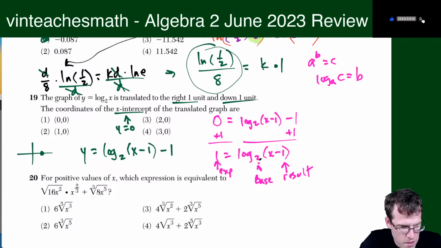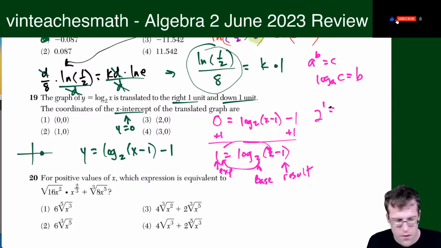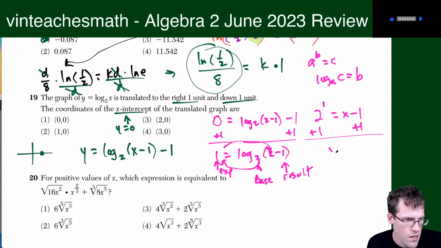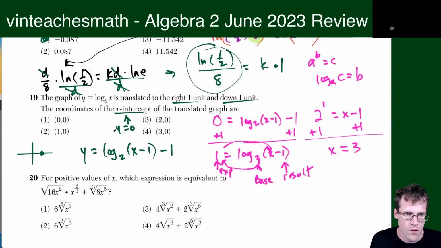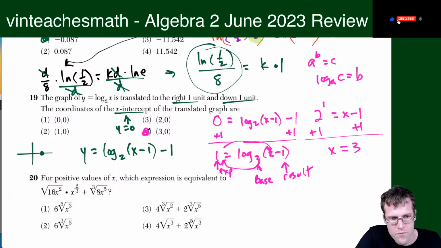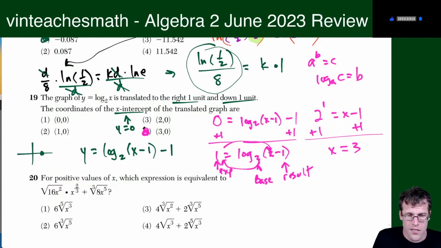Some people like to do the loop. They go 2 to the first equals this. So they would have 2 to the first equals x minus 1, and now just add 1, and x equals 3. Okay, so (3, 0) would be it. If you want to use a calculator here, what you could do is just graph this and then trace.